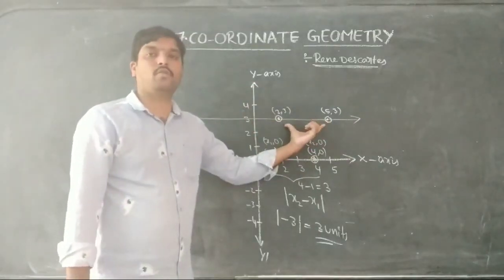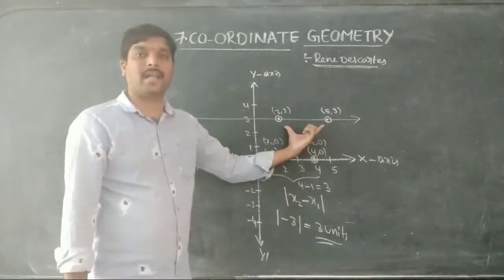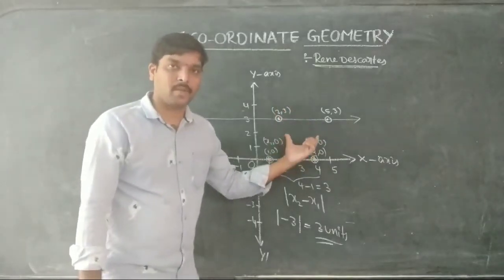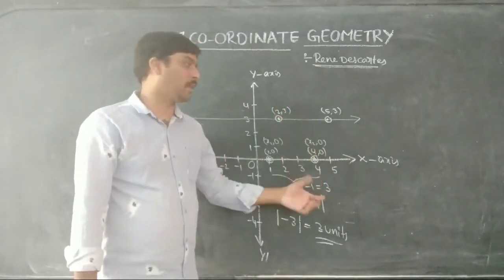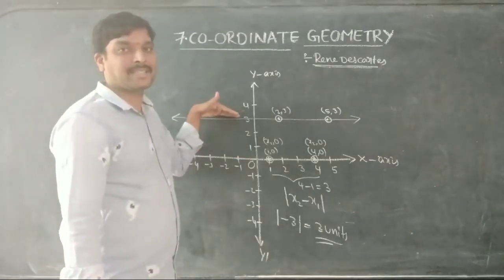So for the distance between 2 points that lie on a line parallel to the x-axis, the distance between them is modulus x2 minus x1. This holds for points on the x-axis and for a line parallel to the x-axis.